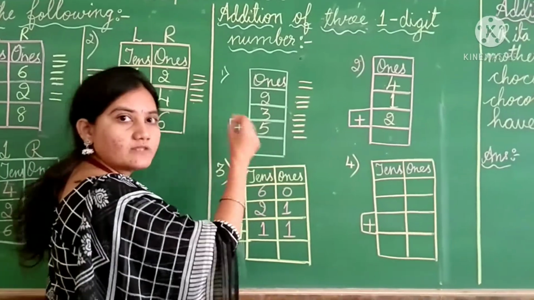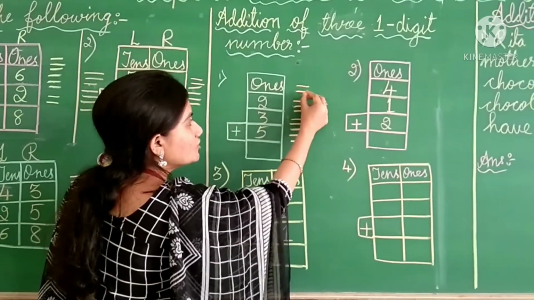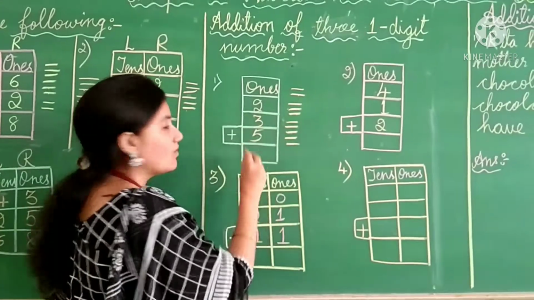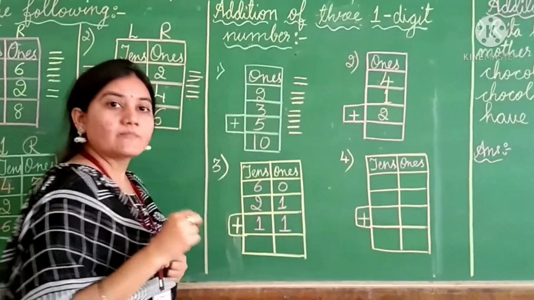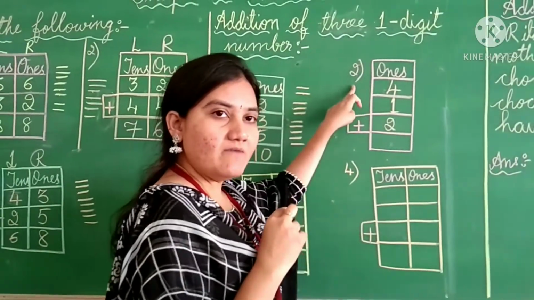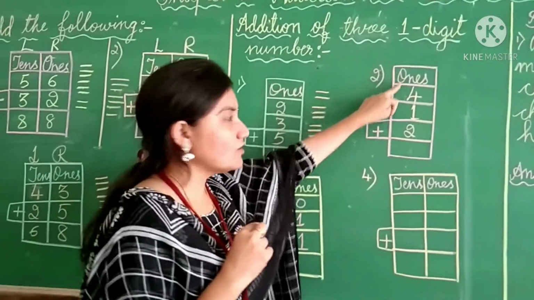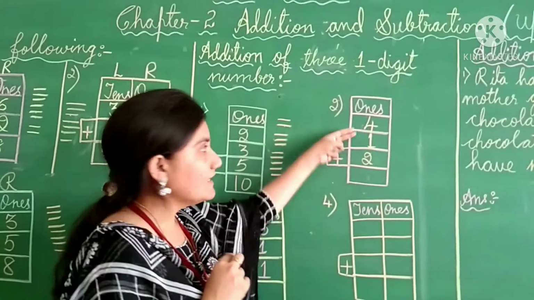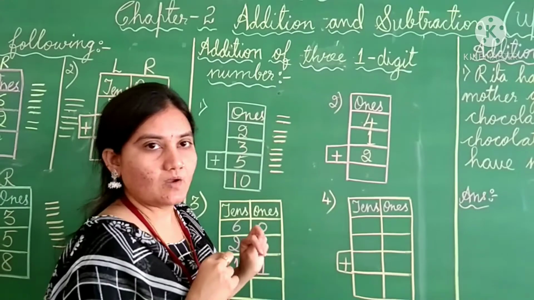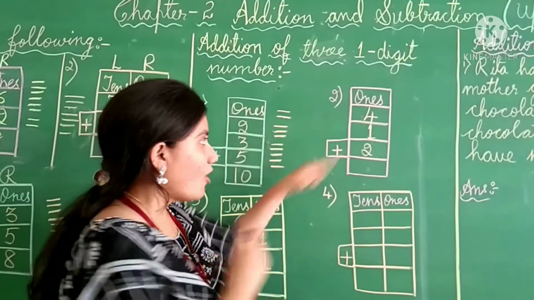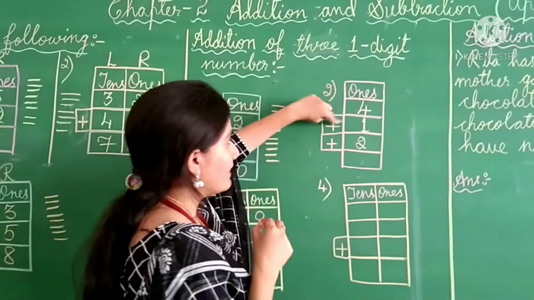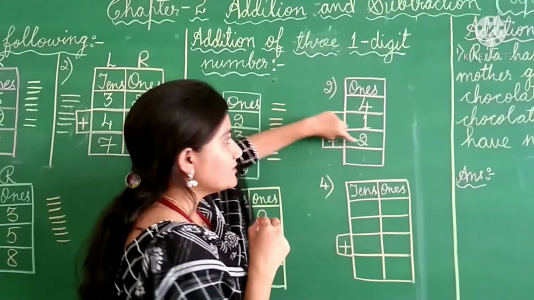So let us count what answer we will get here. 1, 2, 3, 4, 5, 6, 7, 8, 9, 10. What answer did we get, children? 10. Isn't it? Next, see the second one. It's ones only, 1-digit numbers. 3 numbers are there: 4 plus 1 plus 2. See, 4 plus 1, then plus 2.